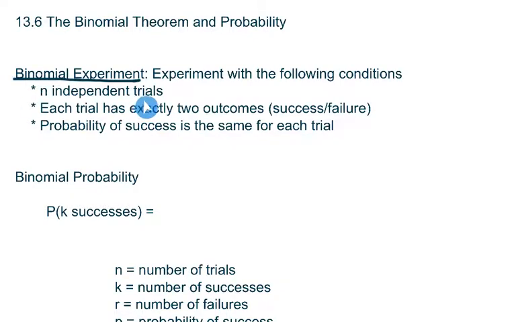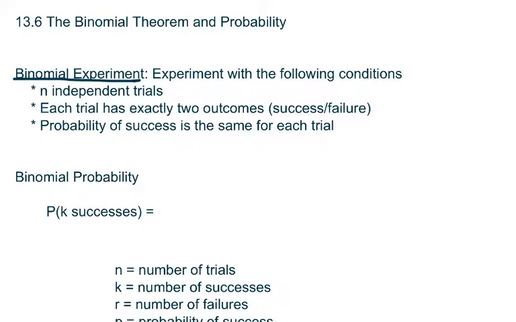There are n independent trials, so one trial does not affect the other. Each trial has exactly two outcomes, or we can group them into two separate outcomes, either success or failure. And the probability of success is the same for each trial. So we're rolling a six-sided die a certain number of times, or we're guessing on a multiple choice question where one guess on one question doesn't affect the other questions, something like that.